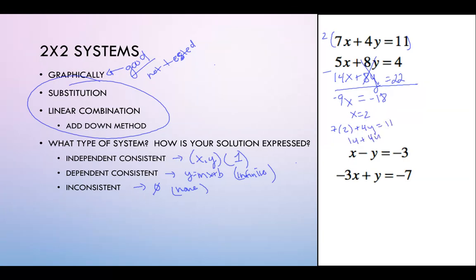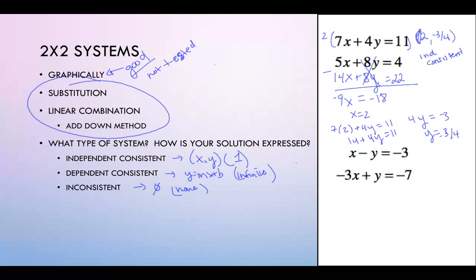14 plus 4y equals 11. 11 minus 14. Is my math right? I certainly hope so. 4y equals 11 minus 14, negative 3. Is that right? y equals negative 3/4. So I should get a point that is at 2, negative 3/4. And that's independent, consistent.